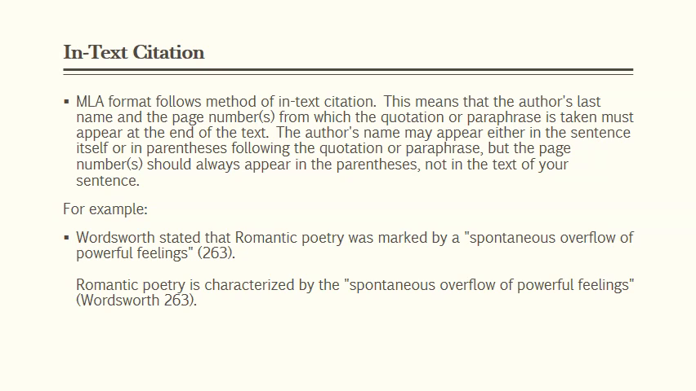A second example, and if you use one of these examples, either one would be correct. Romantic poetry is characterized by the "spontaneous overflow of powerful feelings" (Wordsworth 263). Now the reason why we have Wordsworth in parentheses is that it's the last name of the author. Again, you don't need the first name. 263 is the number of the page where you'll find this information that Wordsworth had stated, "spontaneous overflow of powerful feelings." So if you went to this book and went to page 263, you would see this information. Notice too that the period is at the end, after the parentheses. So these are two more examples that you can use for your citing.